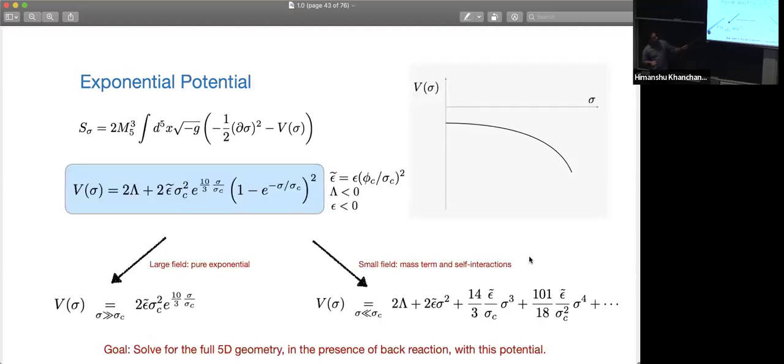As I was saying, this potential will look like this, and this epsilon tilde is just related to the epsilon. I have just defined it for convenience like this. For large values of sigma, you can just drop this term, and you can drop this term, it just becomes a pure exponential. And for small sigma, when you expand, you get this mass term plus cubic plus quartic plus all those other terms that I was talking about, with some specific relation between them because it's coming from some explicit model.